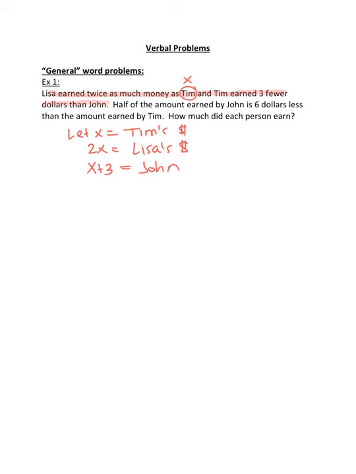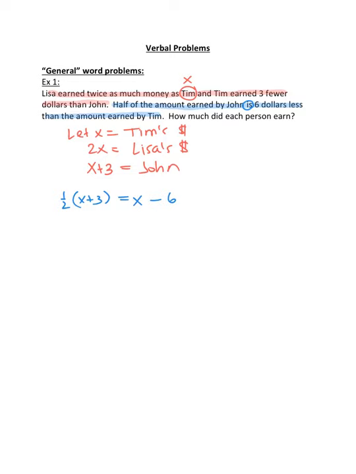The remainder of the problem is describing an equation. So I'm going to highlight that in blue. Half of the amount earned by John is $6 less than the amount earned by Tim. So that's describing an equation, and I'll do that in blue. Half the amount earned by John, so X plus 3 times a half, or you could do over 2. Is means equals in math. $6 less than the amount earned by Tim. So Tim was X, so $6 less than Tim, X minus 6.